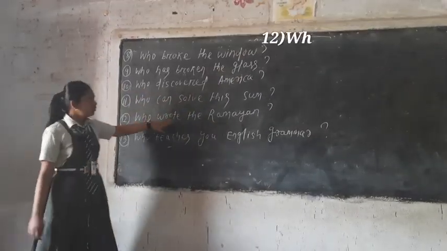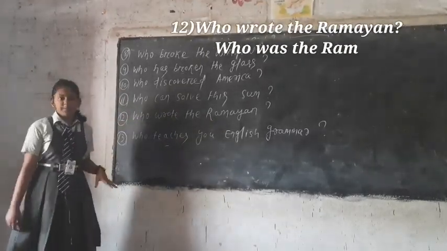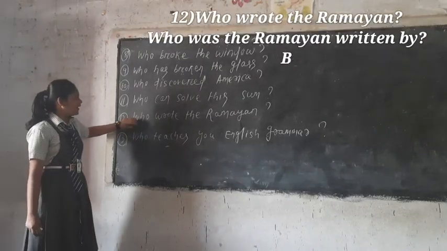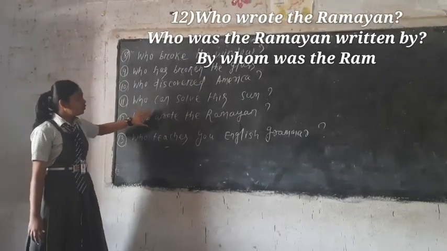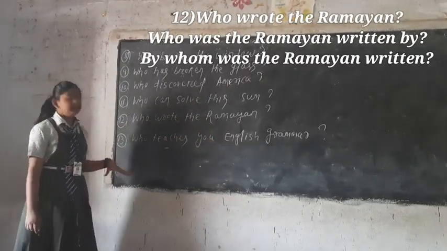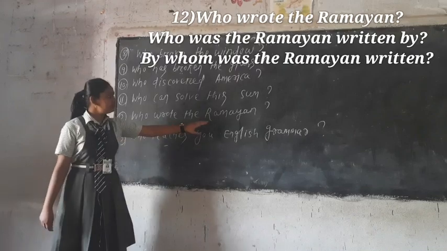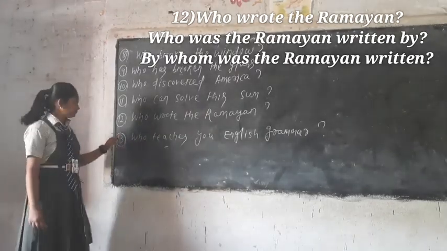Next one, who wrote the Ramayana? Here also two passive voices. First one, by at the end of the sentence. Who was the Ramayana written by? Next one, having by at the beginning of the sentence. By whom was the Ramayana written?